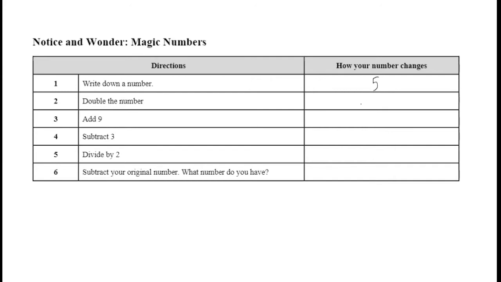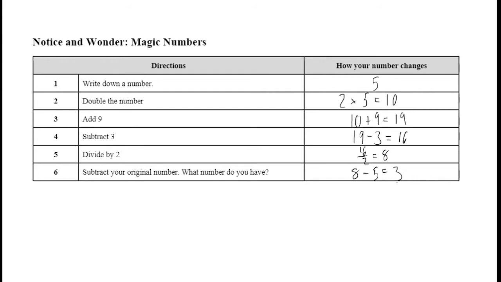Step 2 is to double that number. Well, we know that 2 times 5 is 10. Add 9. 10 plus 9 is 19. Subtract 3, okay. Well, 19 minus 3 is equal to 16. Divide by 2. 16 divided by 2 is equal to 8. And then subtract our original number, which is the number we wrote down in step 1. 8 minus 5 is equal to 3.